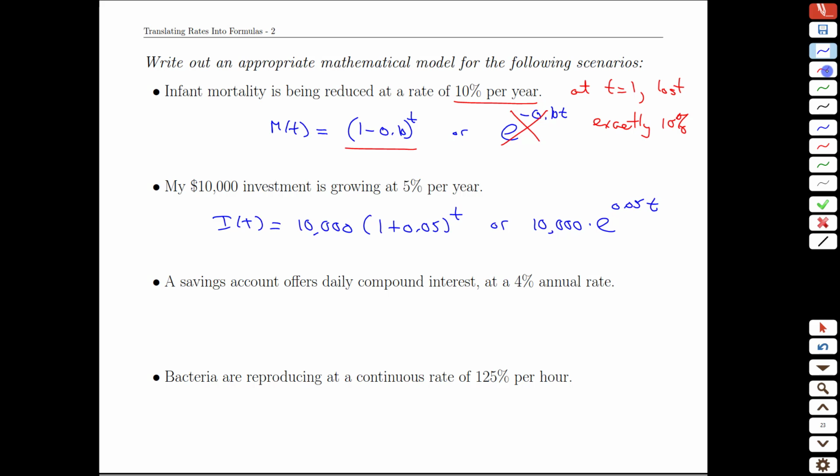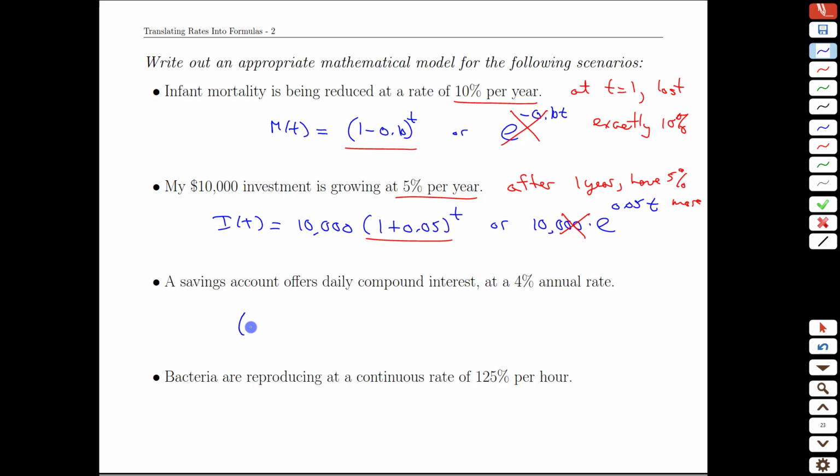In this case again, if all we're told is that we're gaining 5% per year, then that would mean after 1 year we would have 5% more, exactly 5% more. That points away from the exponential base e and towards the exponential with the base of 1 plus your interest rate. Third, savings account offers daily compound interest at 4% annual rate.